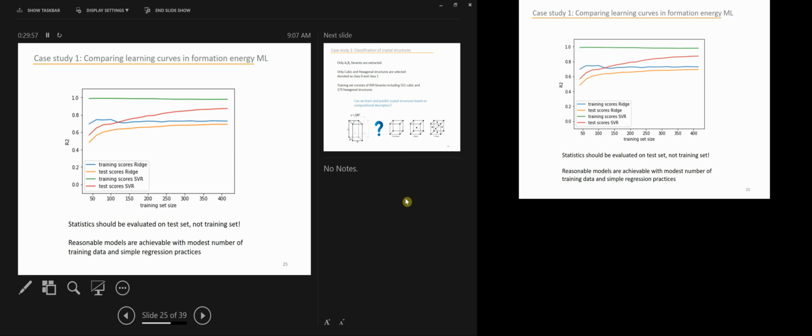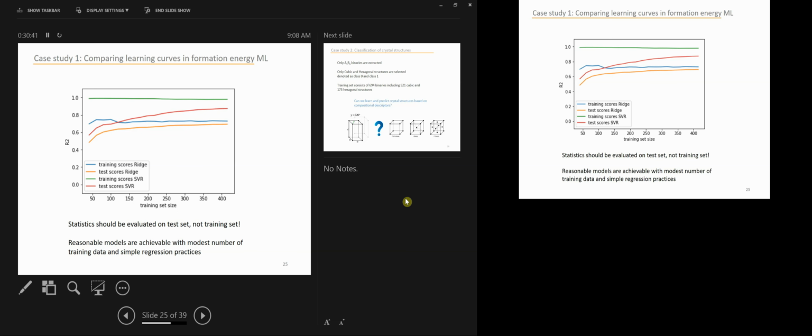So the last thing that I want to emphasize here for the formation energies is the comparison of the learning curve for ridge regression and support vector regression. As you can see here, support vector regression for both test score and training score outperforms ridge regression. This is as the size of the training set data changes. But what I also want to emphasize is that if you look at the test score of support vector regression, you see that as the training data increases, it has a positive slope, which means that if we add more training data, it could potentially improve its performance.